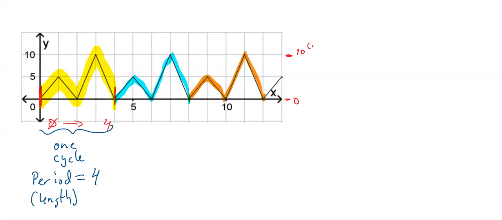And so the amplitude is half the distance from the max to the min. So what's it going to be? Probably just do this in your head. It's going to be 5.